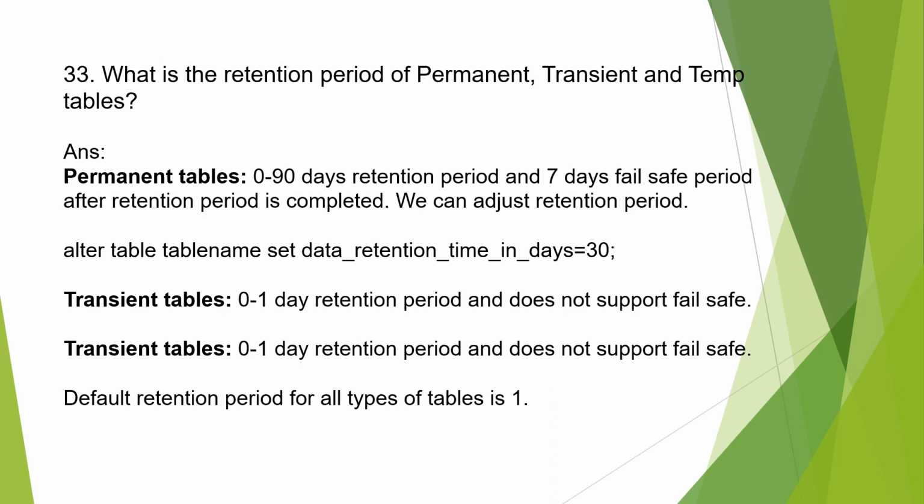For transient tables, it is by default 0 to 1 day retention period, and there will be no support of fail-safe. Same as temporary tables: 0 to 1 days of retention period, and no fail-safe. By default, whenever we create a permanent, transient or temporary table, the retention period is 1. If it is a permanent table, you can increase it up to 90 days. For transient and temporary, you cannot increase, but you can set it to 0. Setting 0 means we are disabling the time travel retention period for those tables.